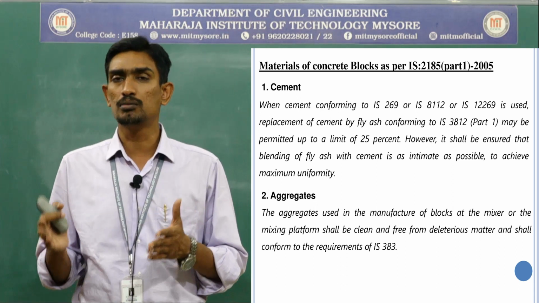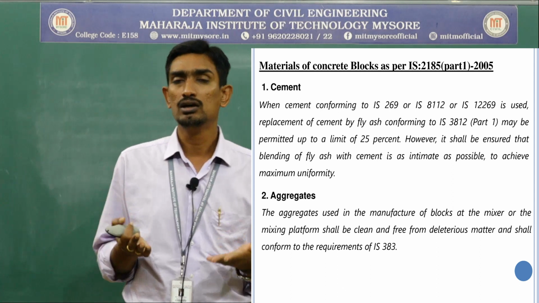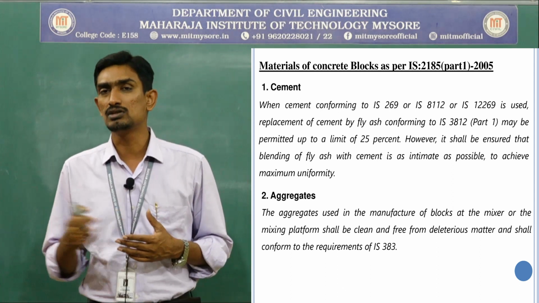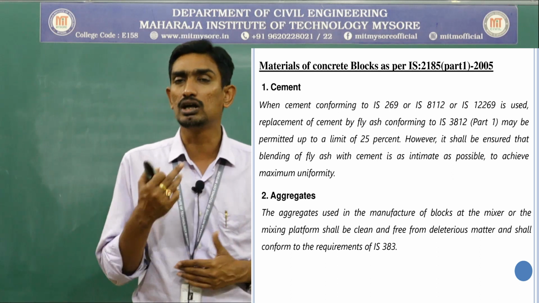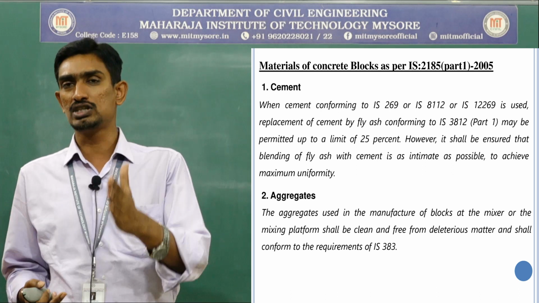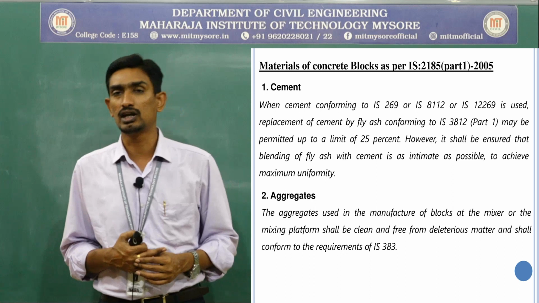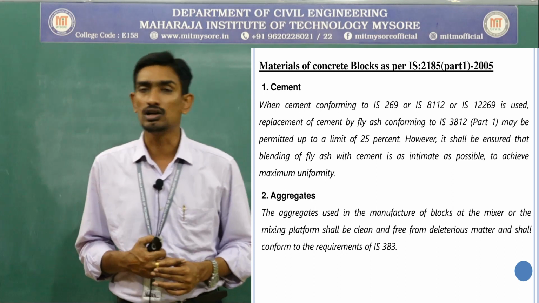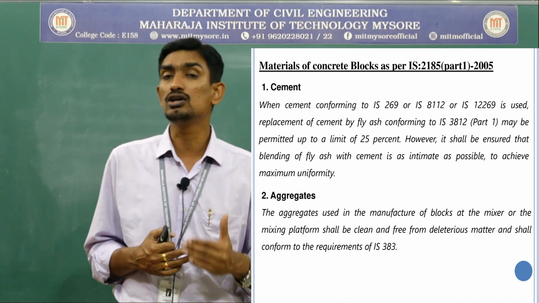Automatically, when I construct the building with OPC cement, the building will release more carbon dioxide. If you want to mitigate this, if you want to go with a green building, then what I should do is use a cement like PPC or PSC, so that I can bring down the level of carbon dioxide by attaining the green concept in the building. That is what I wanted to say in the green building concept.